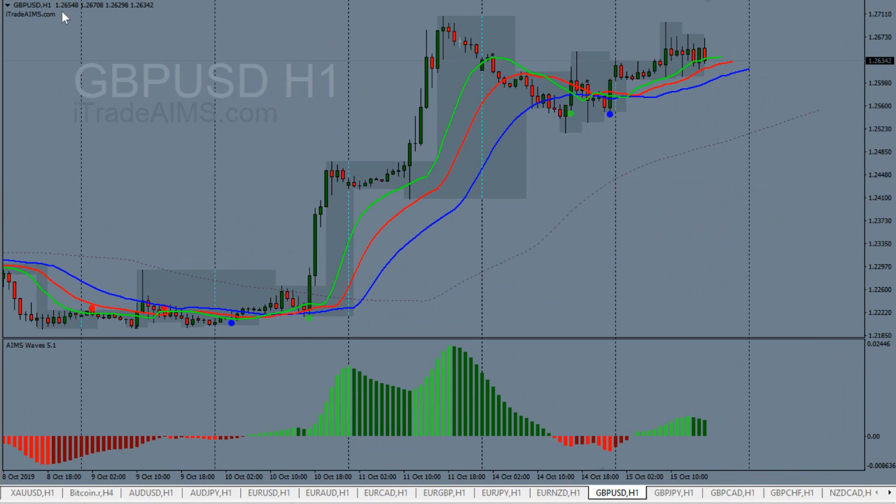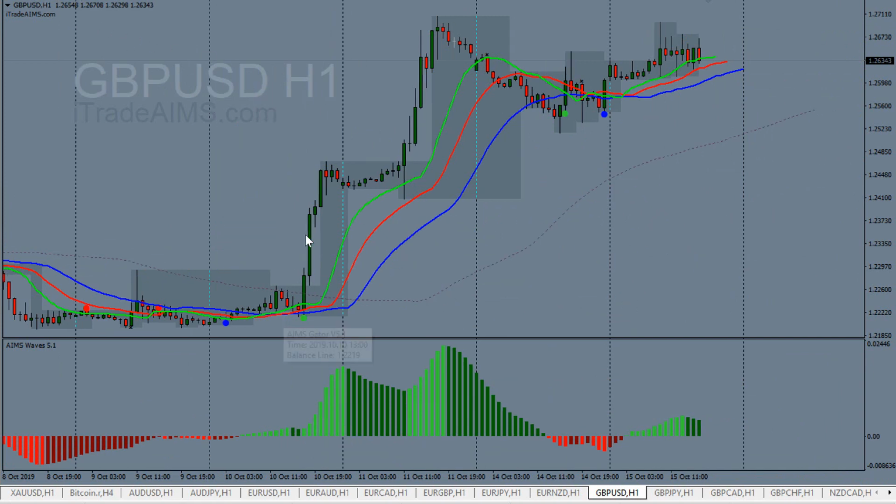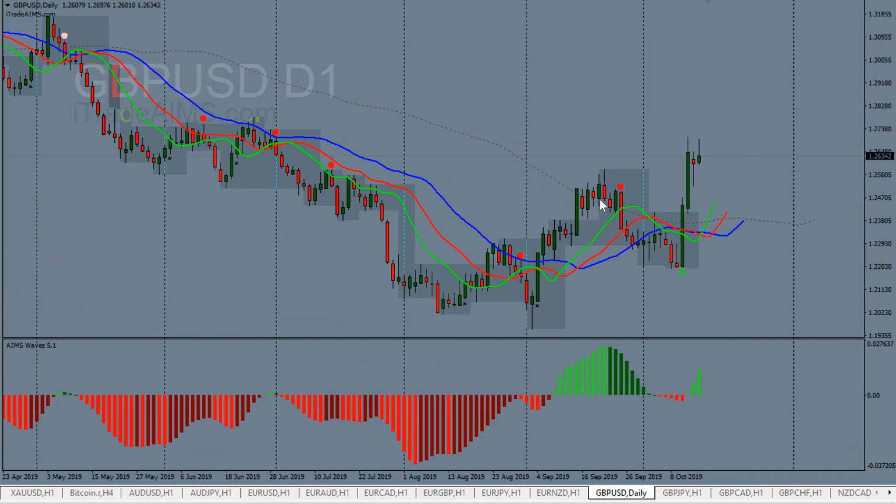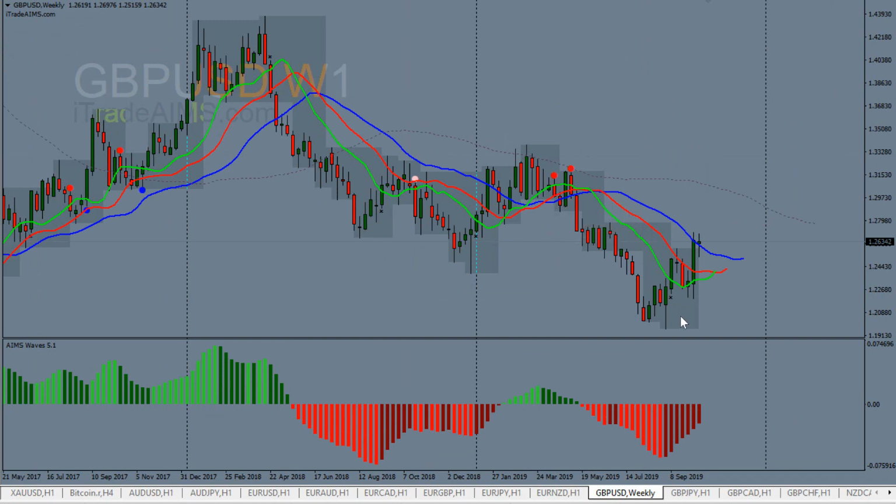This is our beloved pound dollar. So some good news about Brexit. Price started going up, and as you can see, this is some sort of an uptrend now. But if you go to the weekly, you still see a strong formation of a downtrend. Look at this. This is beautiful, isn't it?